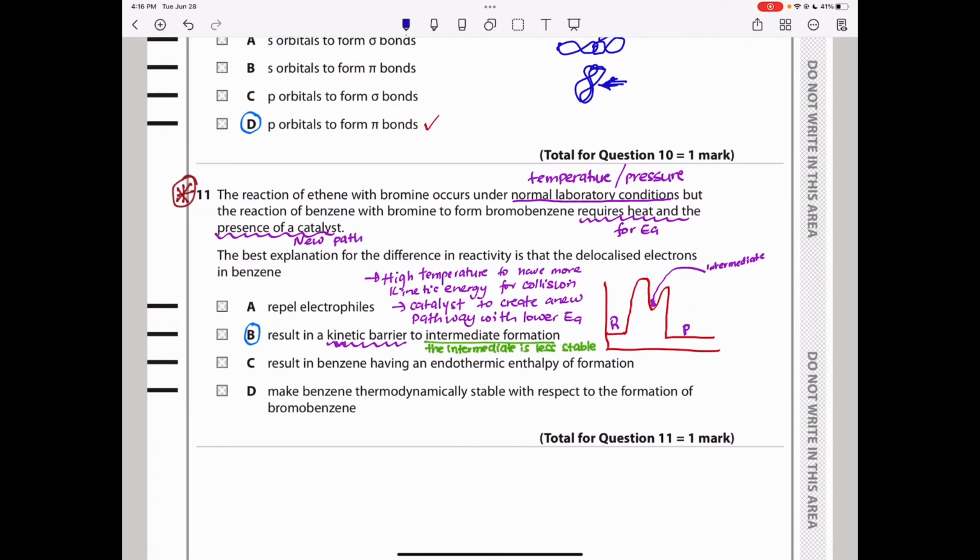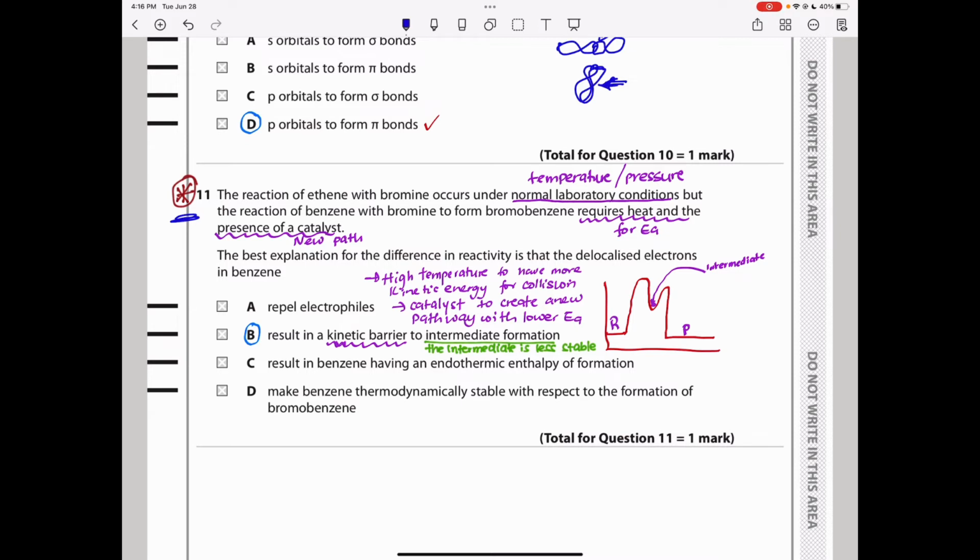And then 11, I put a star on this because you have to think deeper. The reaction of ethene with bromine occurs under normal laboratory conditions, but the reaction of benzene with bromine to form bromobenzene requires heat and the presence of a catalyst. They ask for the best explanation for the difference in reactivity, which is the delocalized electrons in benzene. The delocalized electrons create stability. Here there is a kinetic barrier. It means the benzene is more stable due to delocalization. As a result, an intermediate is going to be formed before the product can be formed, basically.